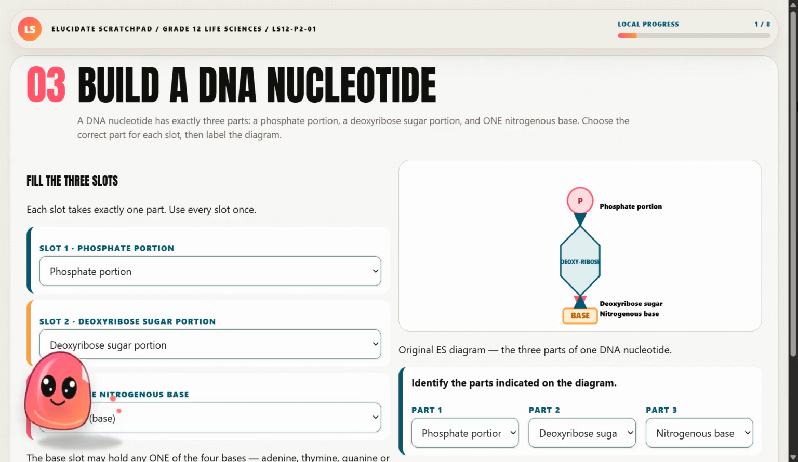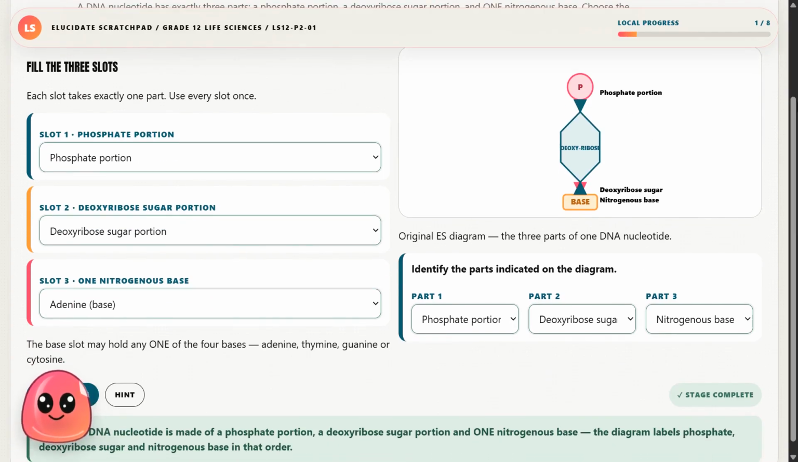The Scratchpad builds a nucleotide from its three parts. The question asks you to choose the correct part for each of the three slots, then identify the parts on the diagram. The answer: slot 1 takes the phosphate portion. Slot 2 takes the deoxyribose sugar portion. Slot 3 takes one nitrogenous base. And the diagram labels run in the same order: phosphate, deoxyribose sugar, nitrogenous base. The stage is now marked correct.